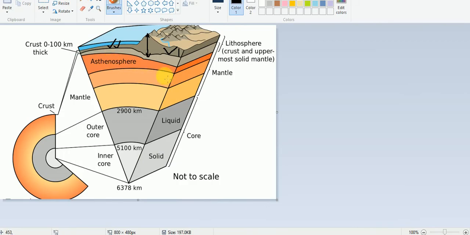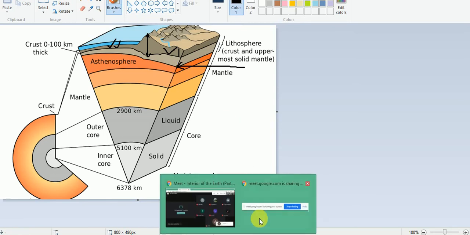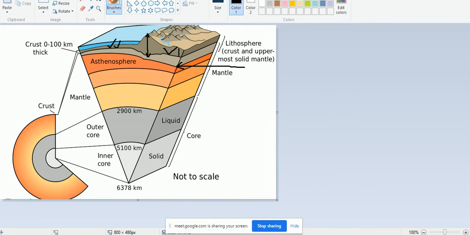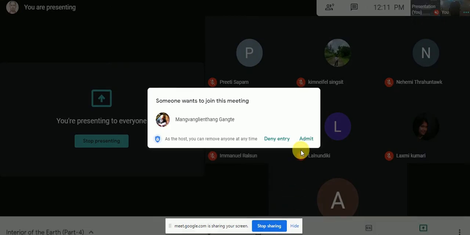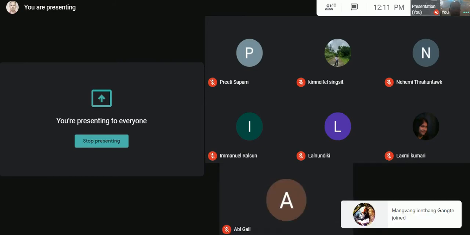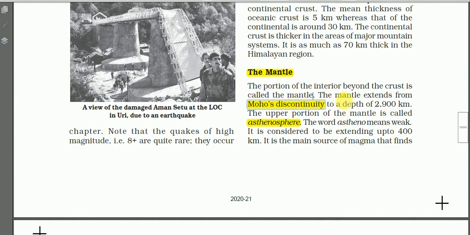See here. This is the base of the crust, and this is known as the Mohs discontinuity. The boundary zone between the mantle and the core is known as the Mohs discontinuity. So the mantle extends from the Mohs discontinuity to a depth of 2,900 km.